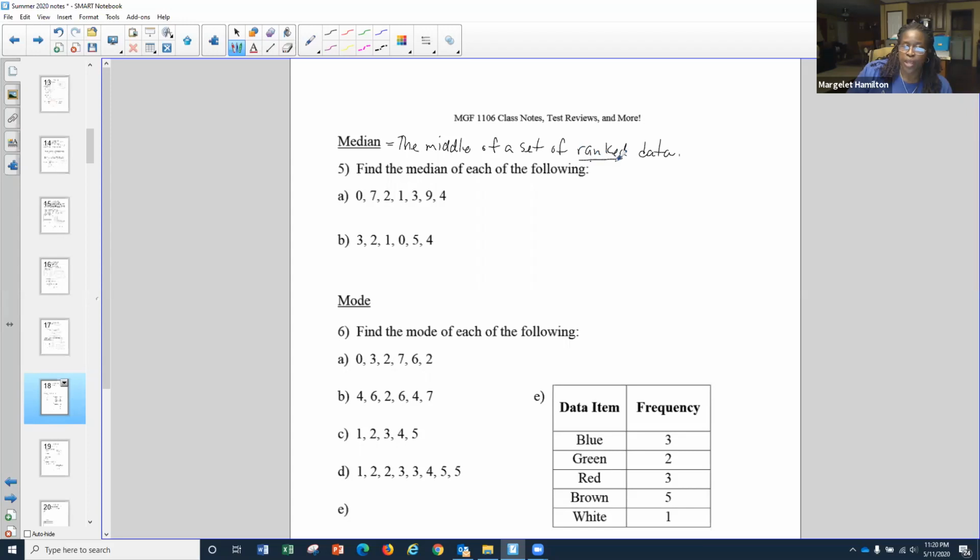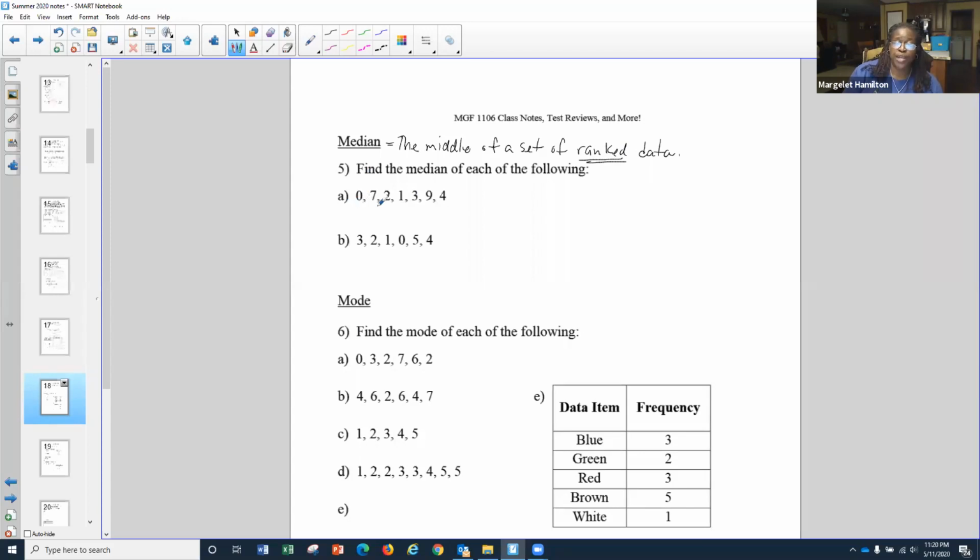And this word right here is the key. The middle of a set of ranked data. So your data has to be put in order for you to find the median. This is the only one that has to be that way. So they give you some data. Here's some data, and they want us to find the median.